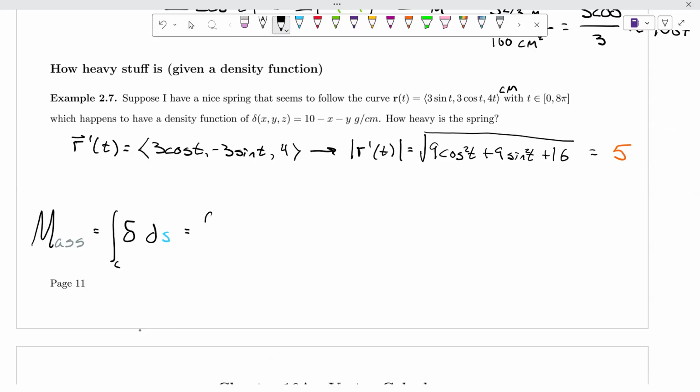So, start plugging some stuff in. This is the integral of my thing. The density function is the thing in question here. This will be 10 minus x, which is 3 sine t, minus 3 cosine t, which is y, all that times 5 dt, from 0 to 8 pi. Again, highlighting some of that stuff in green, so I know I'm back to my parameter.